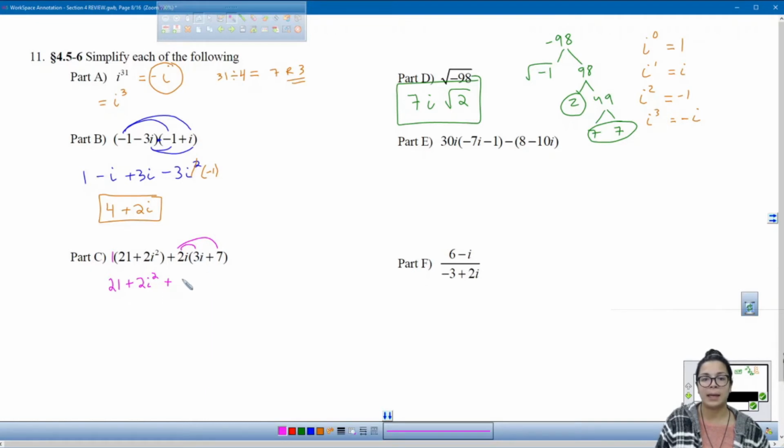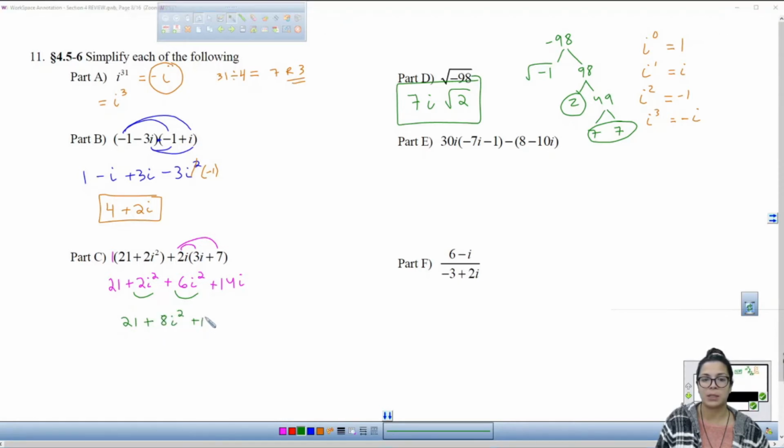2i times 3i is 6i squared. 2i times 7 is 14i. Now, I can go ahead and combine 2i squared plus 6i squared is 8i squared. So we have 21 plus 8i squared plus 14i.